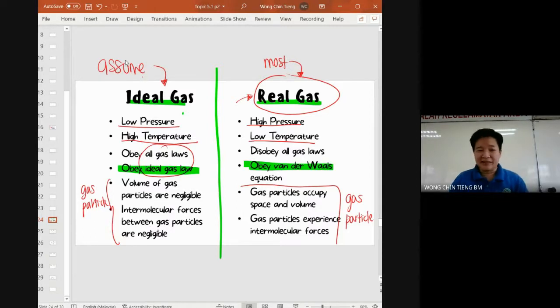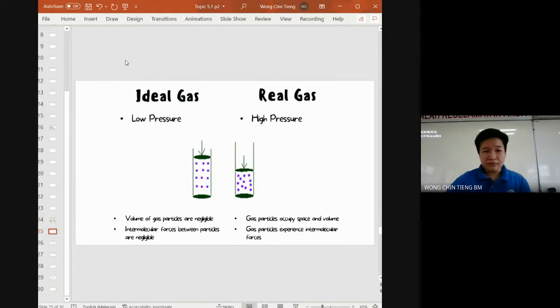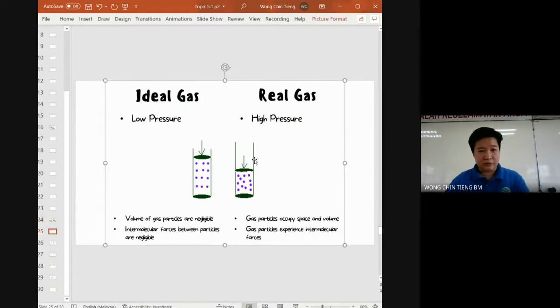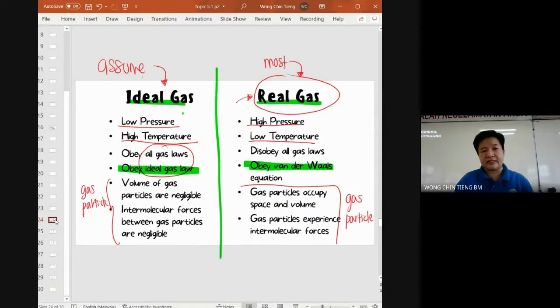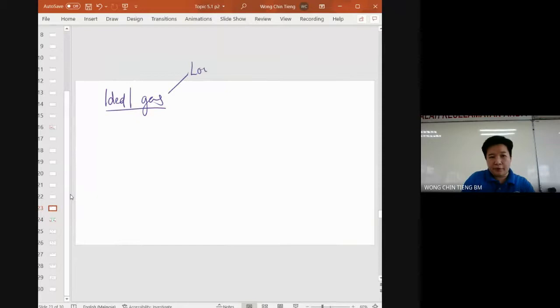Macam tu lah. Okay? So, kita nak bincang condition dulu. Saya nak bincang condition dulu. Tak nak guna yang ni. Nak lukis. Ideal gas. So, ideal gas, condition dia tadi apa? Condition dia tadi low pressure, high temperature. So, low pressure, high temperature.